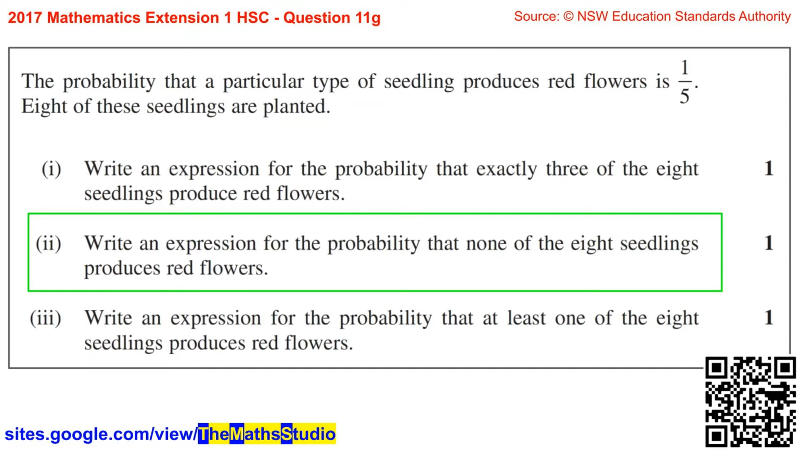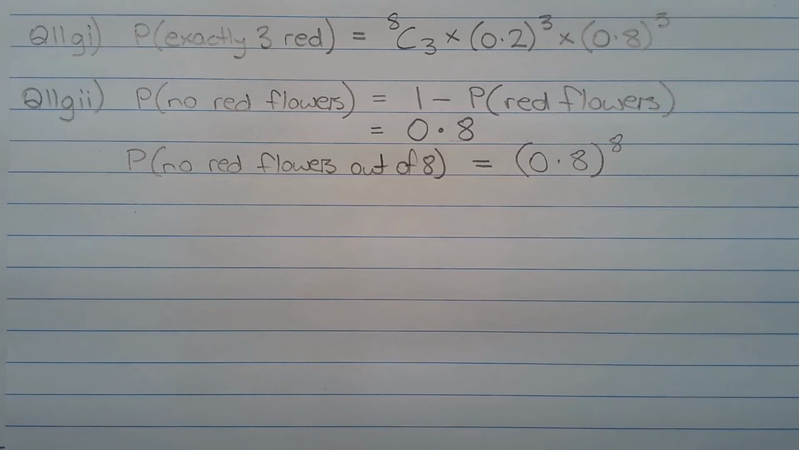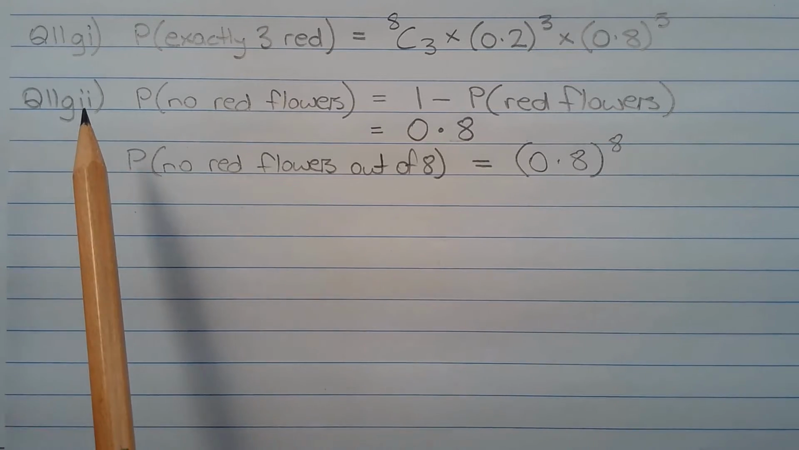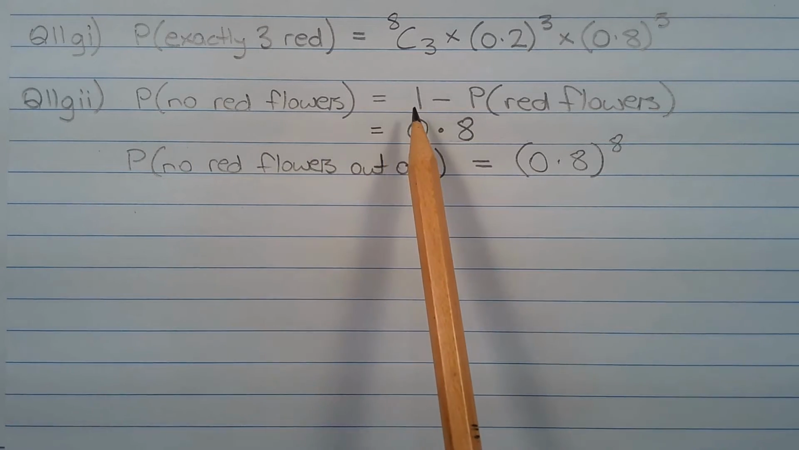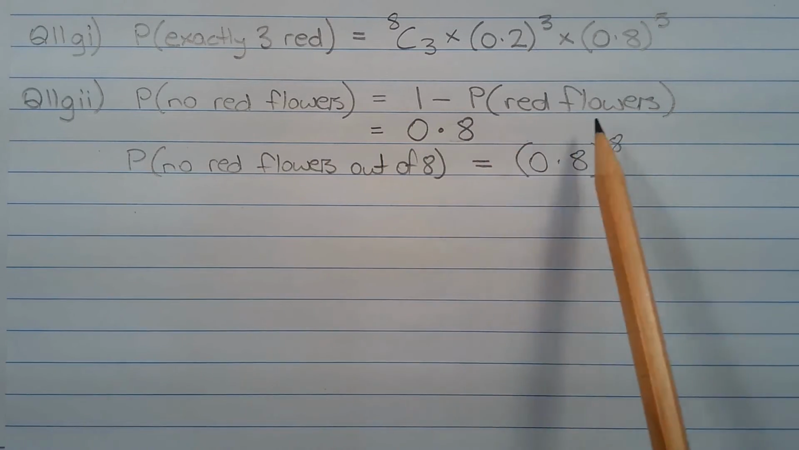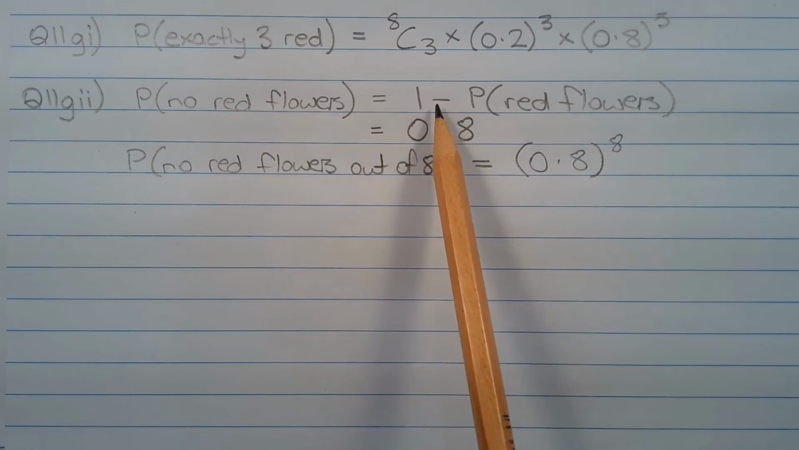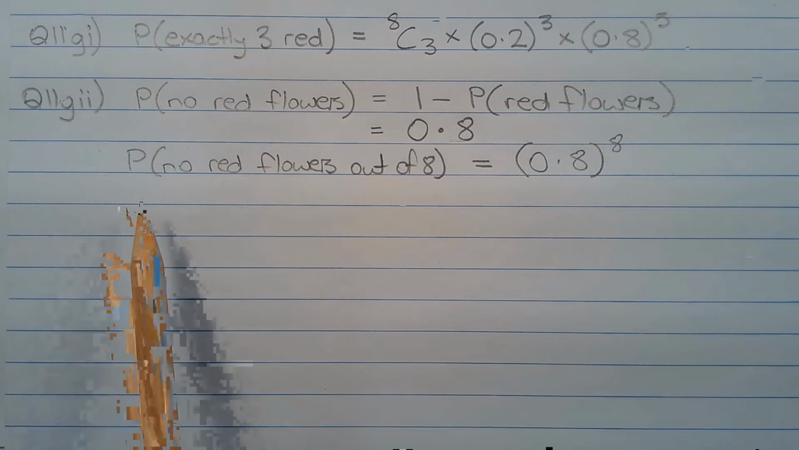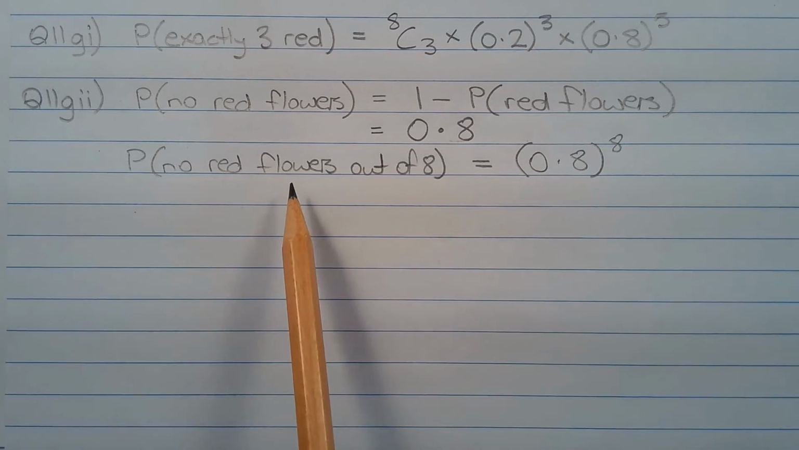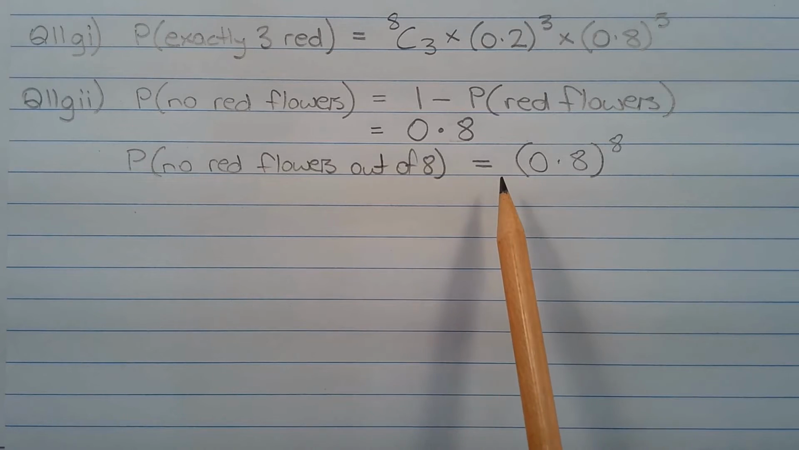Part 2. Write an expression for the probability that none of the 8 seedlings produces red flowers. Applying the law of complements, the probability that any given seedling does not produce red flowers is equal to 1 minus the probability that a given seedling produces red flowers, which is equal to 1 minus 0.2, which equals 0.8. Hence, the probability that no seedling produces red flowers out of a total of 8 seedlings is equal to 0.8 to the power of 8.